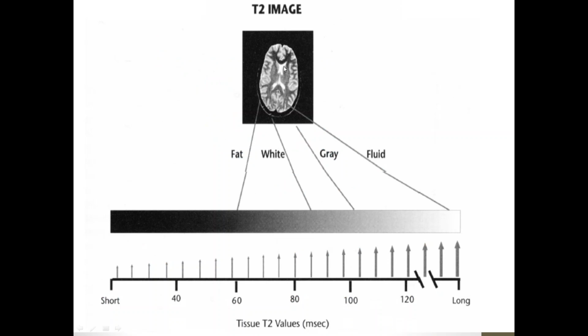Here in the T2 weighted image, you'll find the CSF is bright, while the fat here is less bright.